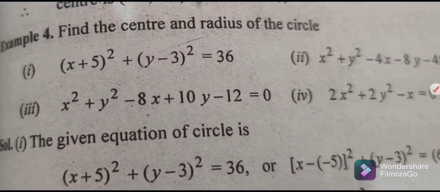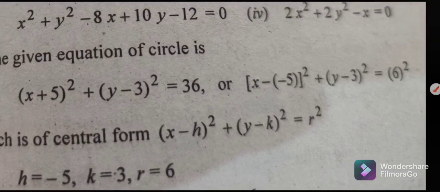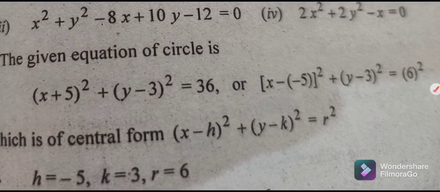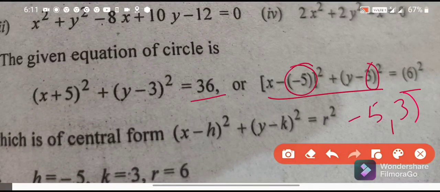Next question. Find the center and radius of the circle (x plus 5) square plus (y minus 3) square is equal to 36. (x minus (-5)) square plus (y minus 3) square is equal to 6 square, because 36 is written as 6 square. Now h is equal to -5 and k is equal to 3. That is, the center of the circle is (-5, 3) and the radius is equal to 6.